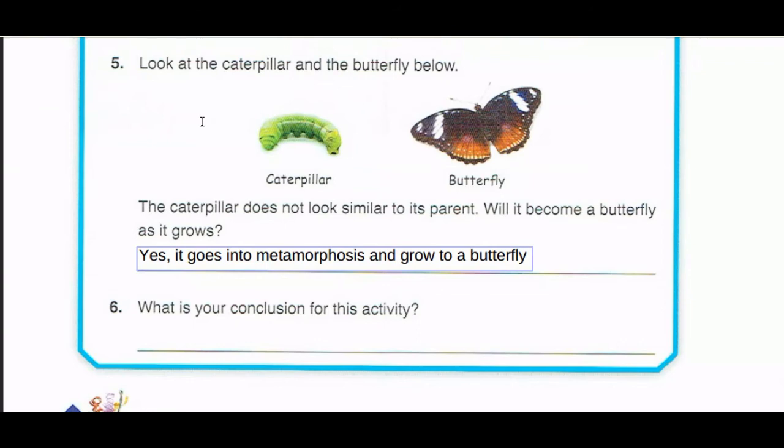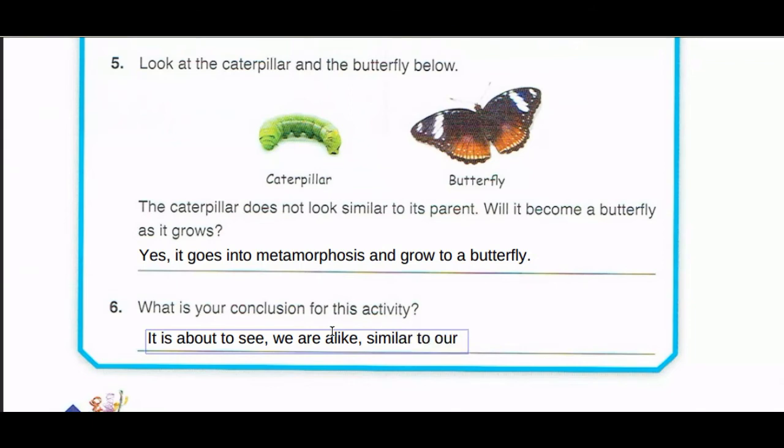Then we have the next point. What is your conclusion about this activity? That means, what do you think? What is this activity good for? It is about to see we are alike. We are alike, similar to our parents. Okay, good. Now we go to our workbook.